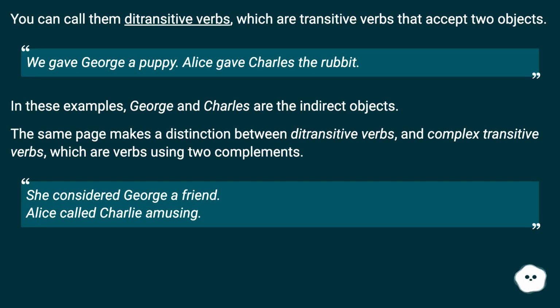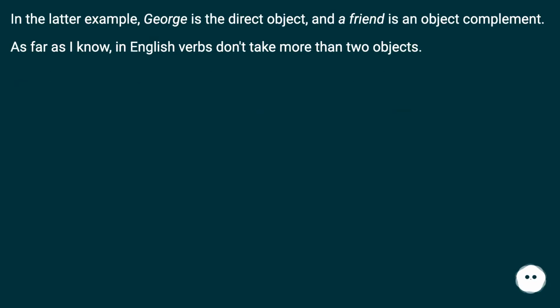The same page makes a distinction between ditransitive verbs and complex transitive verbs, which are verbs using two complements. She considered George a friend. Alice called Charlie amusing. In the former example, George is the direct object, and a friend is an object complement. As far as I know, in English verbs don't take more than two objects.